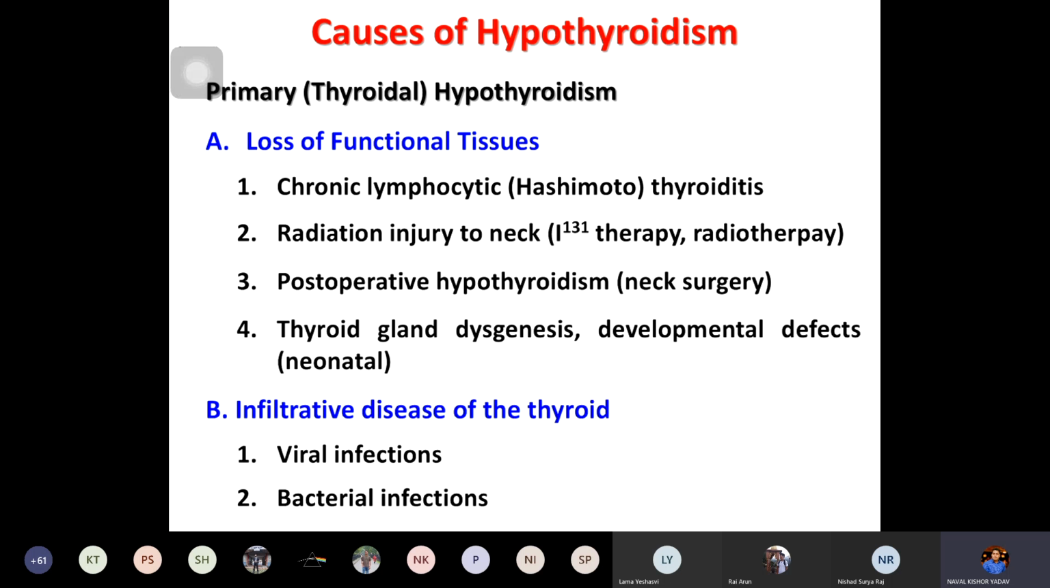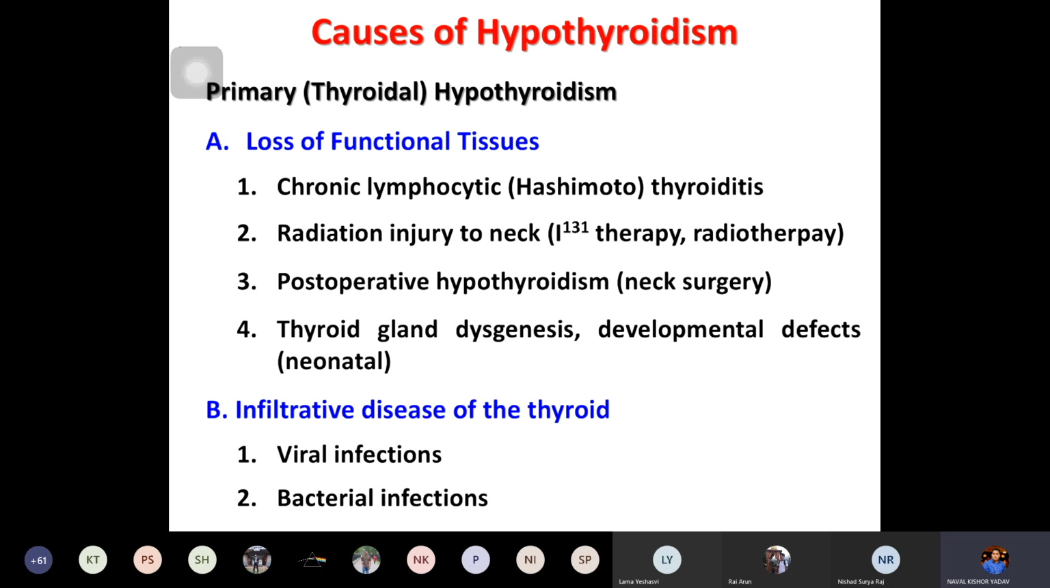Okay, so you can discuss one by one what are the causes of primary hypothyroidism. Loss of functional tissue, like chronic lymphocytic thyroiditis, or we can say Hashimoto's disease. It is an autoimmune disorder. Okay, autoimmune disorder. So our immune system will damage the thyroid gland. There is damage to the thyroid gland due to the autoimmune antibodies which are produced in Hashimoto's disease, which is an autoimmune disorder. Okay.